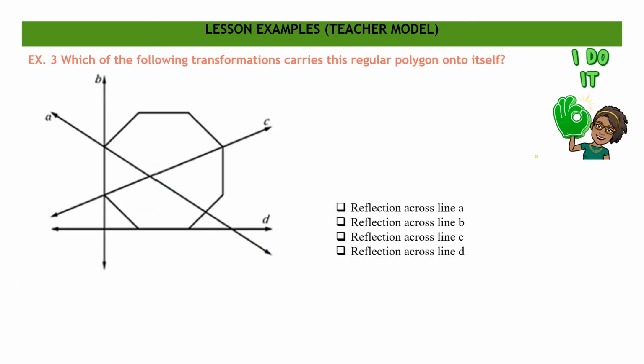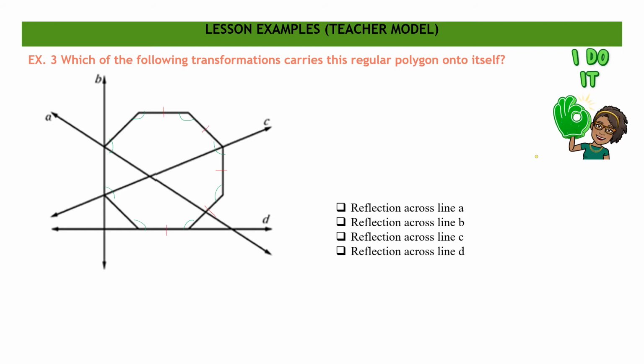So example 3 says, which of the following transformations carries this regular polygon onto itself? Remember, a regular polygon has all equal sides and equal angles. So that means all of these angles here are congruent to each other. We have 1, 2, 3, 4, 5, 6, 7, 8 congruent angles, so that is an octagon, and 8 congruent sides.